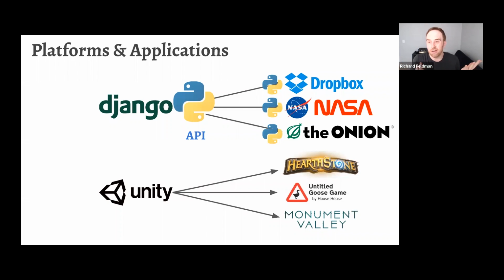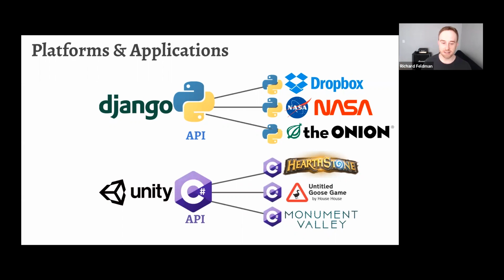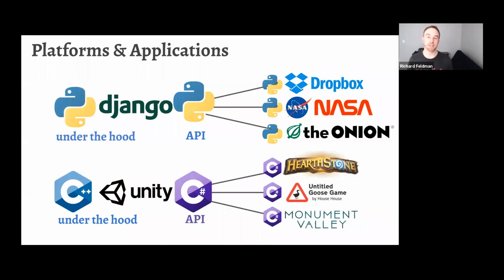I don't really care what Django is doing under the hood. I know there's this Python API that I work with, but I don't really know or care what's going on behind the scenes. In Unity, that's even more true. So Unity has a C# API. So if I'm writing these games in Unity, I can write them in C#. But under the hood, Django is Python. Unity is actually mostly C++.